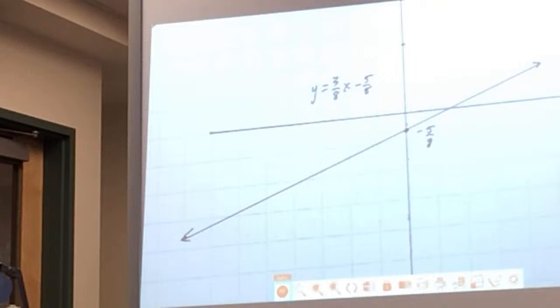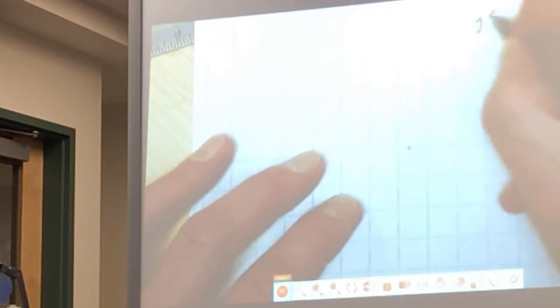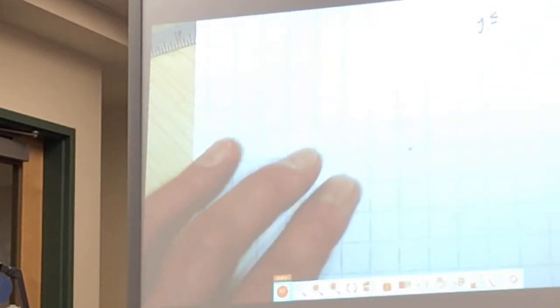How about lucky 13? You did 13. Barbara, you looking at 13? You have to graph that one. Y is less than or equal to 6 minus 4x. What's the equation read?